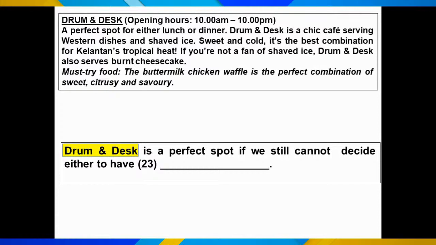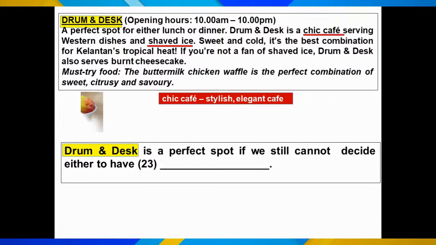So why do we choose this? Because of the word Drum and Desk. Perhaps you do not know the meaning of cheap cafe. Cheap cafe means stylish, elegant cafe. So you must say it's very stylish, very sophisticated. Next, perhaps you do not know what is shaved ice. I know ice, but I don't know what is shaved ice. I'm sure you love this. You know what this is? This is shaved ice. ABC is shaved ice, right?